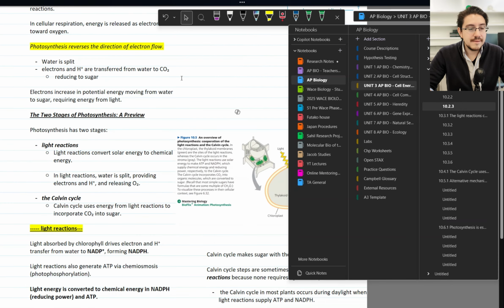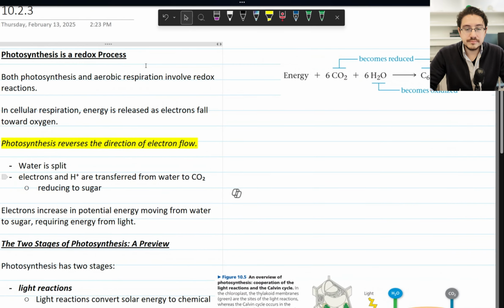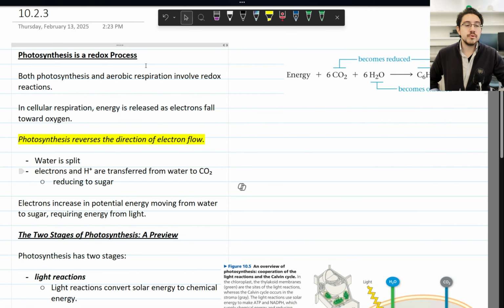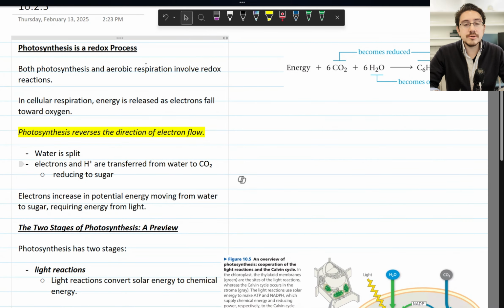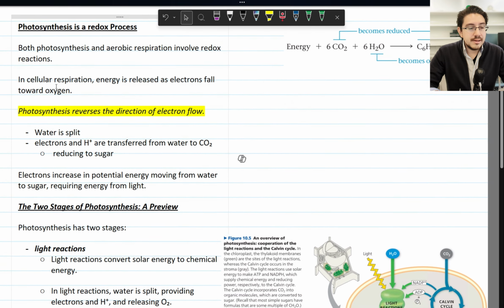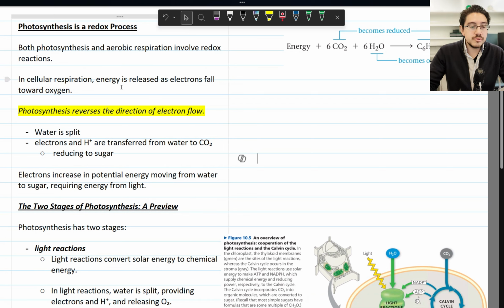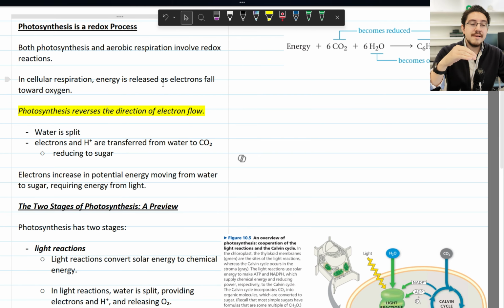Let's go to the next part here. So photosynthesis is a redox reaction, or a redox process. And similarly to what we've seen in aerobic respiration, similar things occur in photosynthesis. In terms of cell respiration, energy is released as electrons fall toward oxygen. If you remember the electron transport chain, electrons are passing from one acceptor and one donor and so forth, one compound gets reduced, the other one gets oxidized. A similar procedure happens here in photosynthesis.